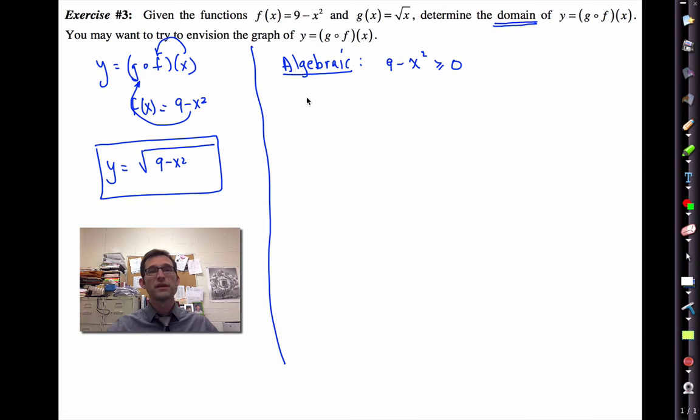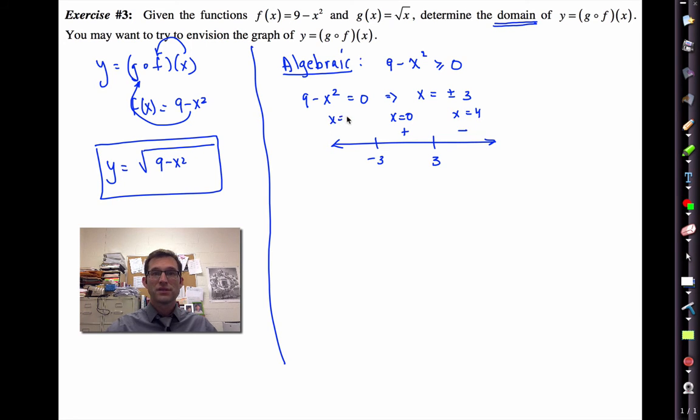But now, just a few lessons ago, we reviewed how to solve inequalities. I'll change that inequality into an equation and solve it. I'll get x equals plus or minus 3. I'll draw out a number line, -3, +3. I'll test values. If I test x equals 0, that's a positive. If I test x equals 4, it's a negative. x equals -4 is also a negative. So my domain is right in here. In fact, it does include the endpoints. And my domain is -3 to 3. That's it.